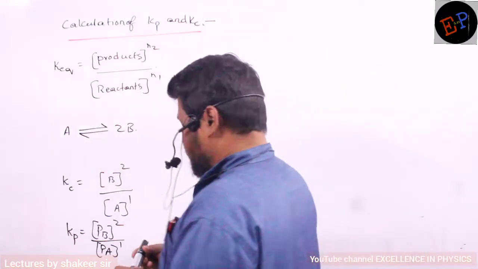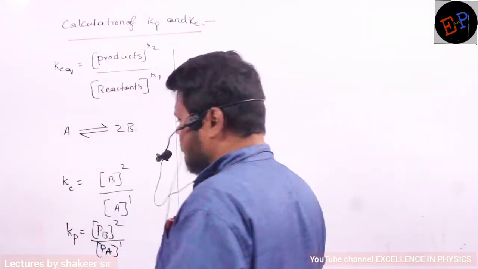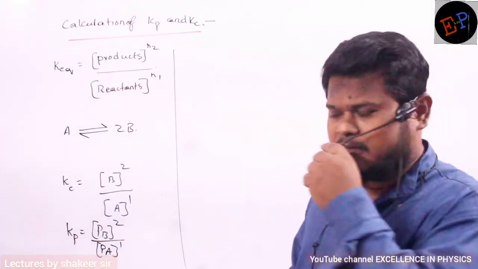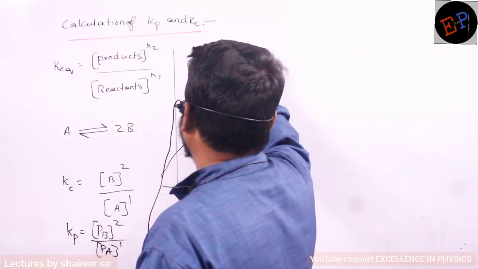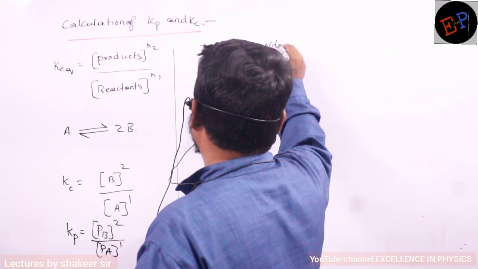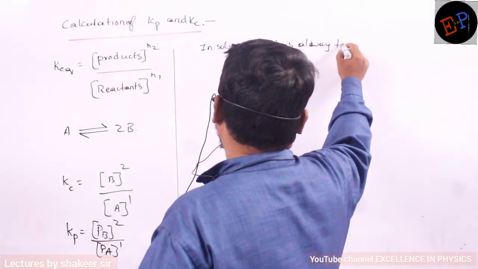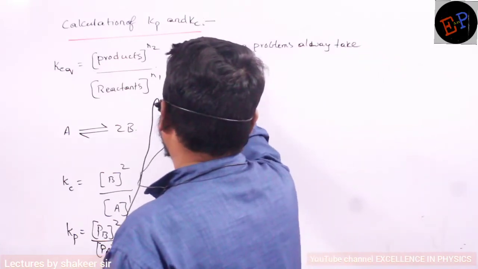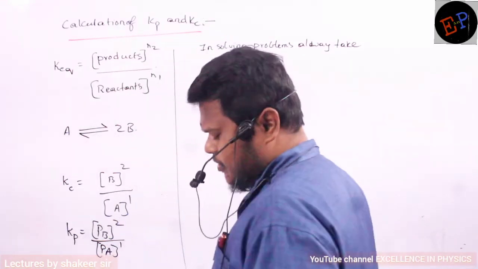That's it. So in solving the problems, we have to take 2 cases. I think we have already discussed this one, we are discussing it once again. In solving problems, always take 2 conditions. So what are the 2 conditions we have to take?